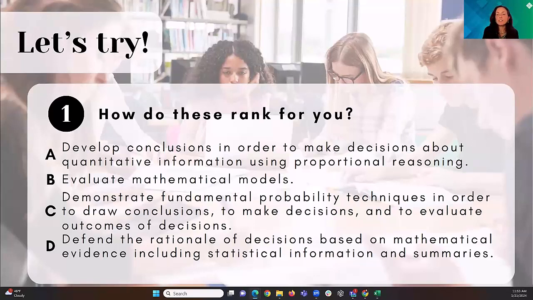I see B, Daniel. Do you mean that's the most important one for you? Yeah, I think so. Okay. All right. Evaluating mathematical model. Well, you're an engineer, so yeah, that makes a lot of sense.